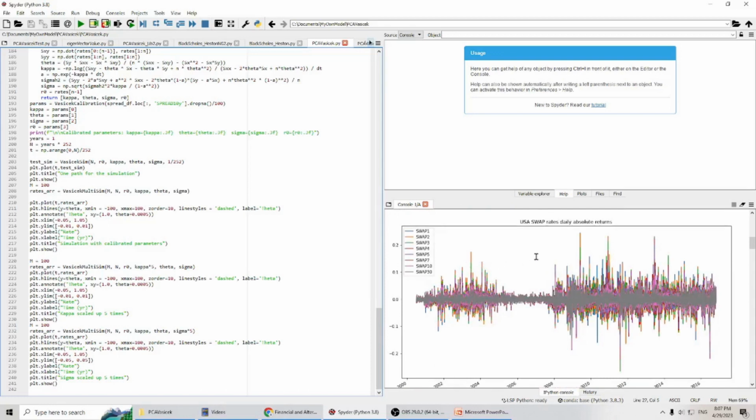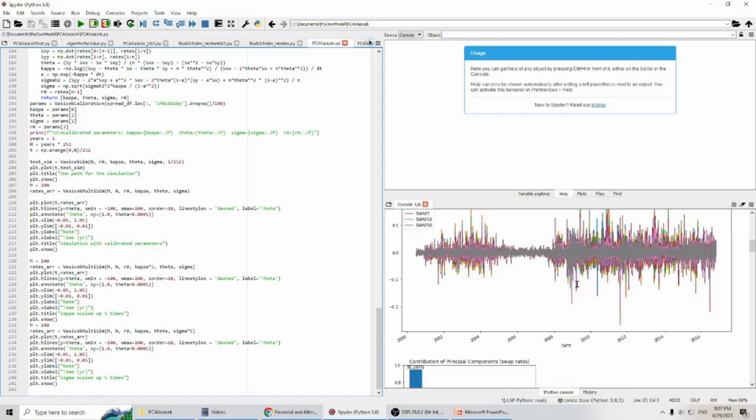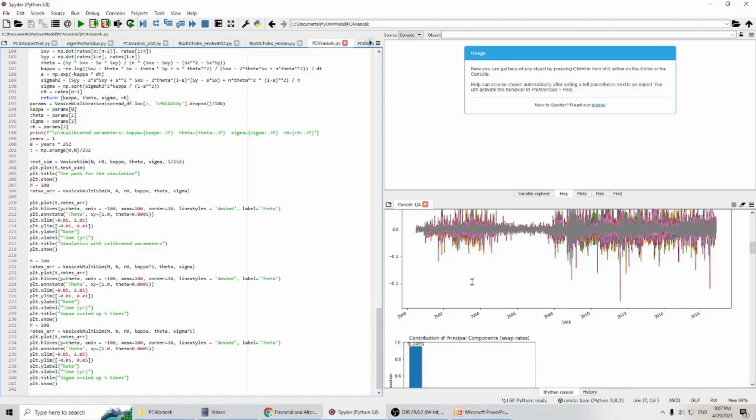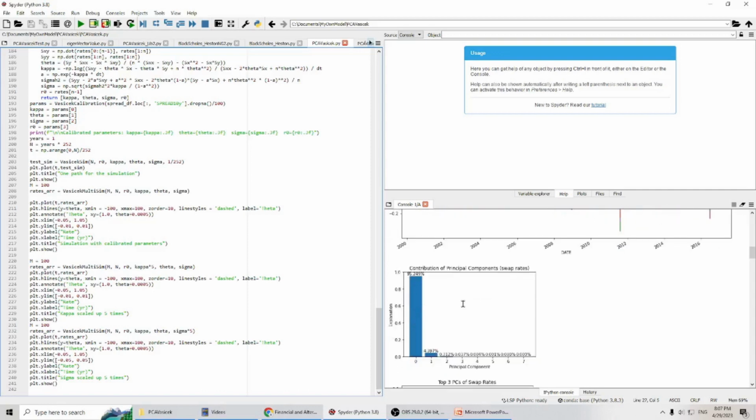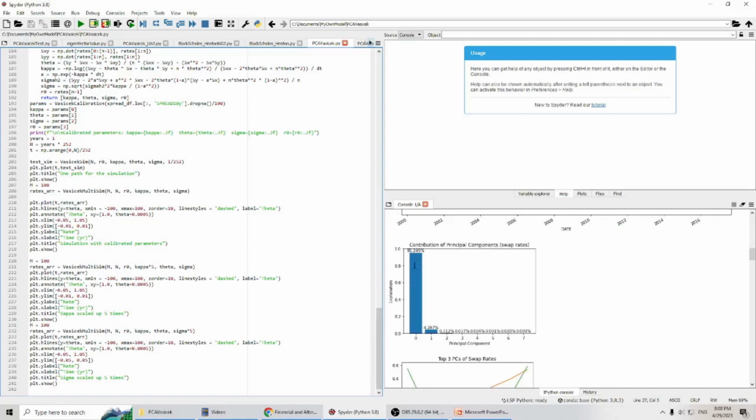And then we can check the daily absolute return for those swap rates. And as I mentioned before, we can notice they are highly correlated among those different tenors. And then we will do this principal component analysis. This result I showed you with my slide. So basically, the top 3 principal components account for most of the changes.